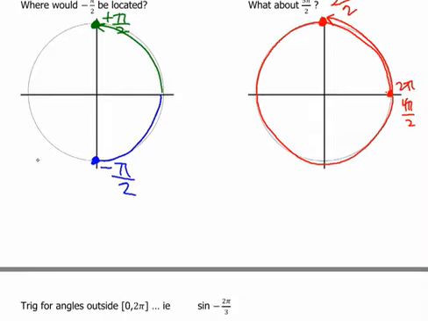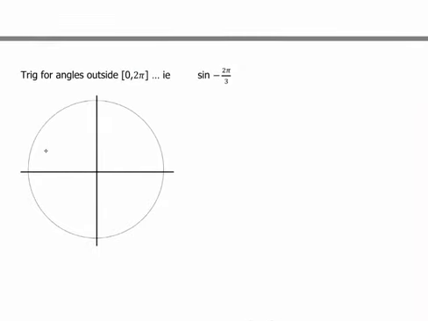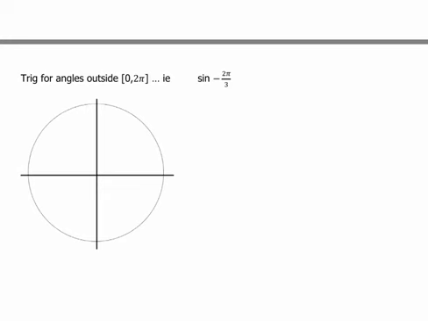Okay, and then where we're headed is we're going to look at things like sine of negative 2 pi over 3. Or if you're going on to a calculus class, something like cosine of 3 pi is something that I saw come up in my calculus class not too long ago. So, trig for angles outside 0 to 2 pi, that is sine of negative 2 pi over 3.